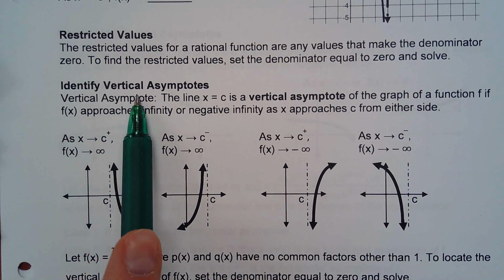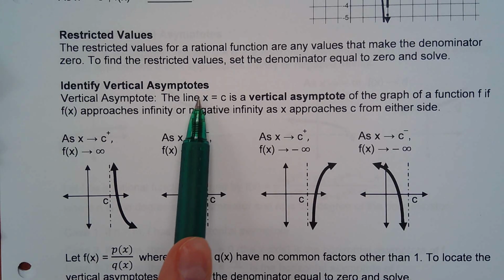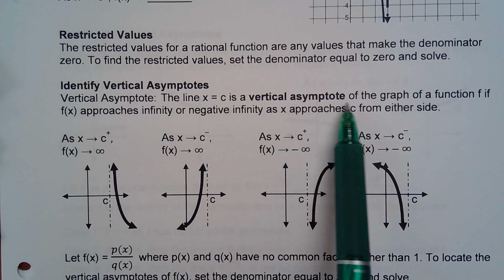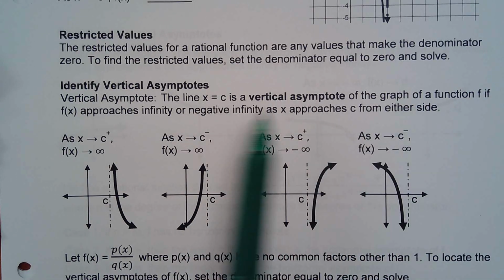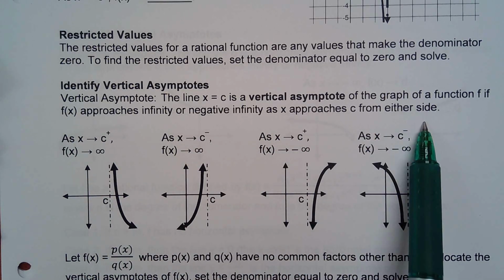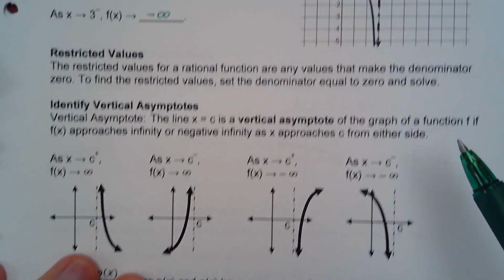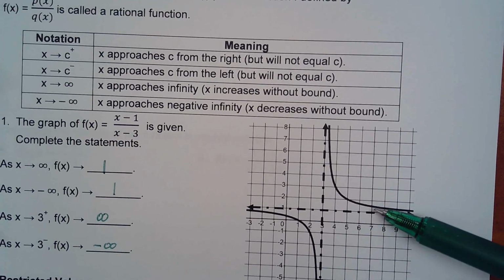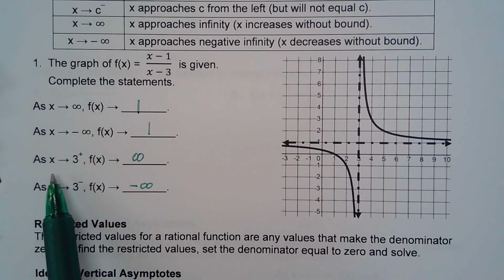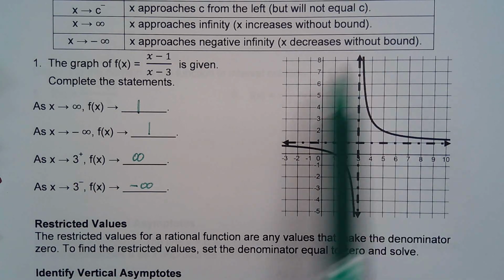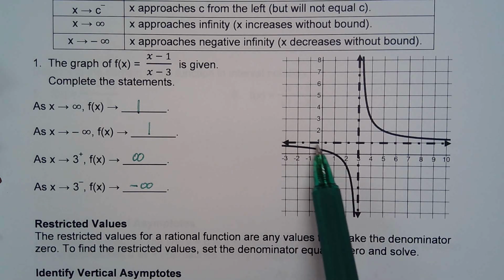And then we want to talk about identifying vertical asymptotes. The line x equals c is a vertical asymptote of the graph of a function f if f of x approaches infinity or negative infinity as x approaches c from either side. So like here, this would be a vertical asymptote because when we approached x equals 3 from the right side, it went to positive infinity. When we approached x equals 3 from the negative side, it went to negative infinity.